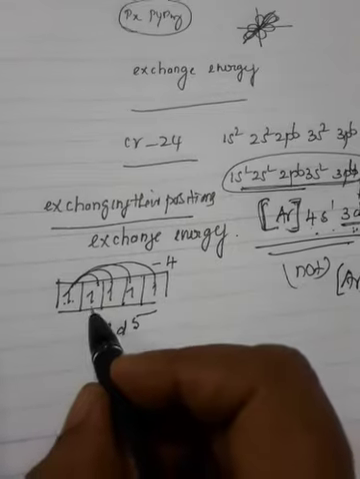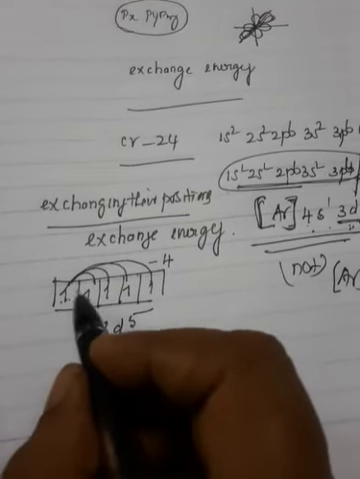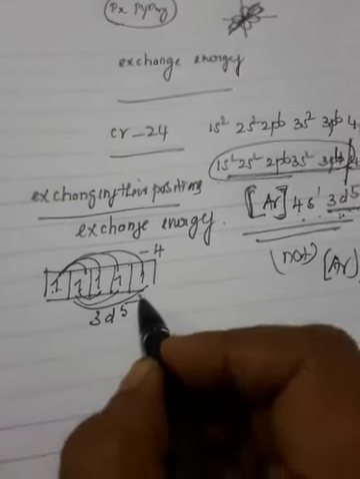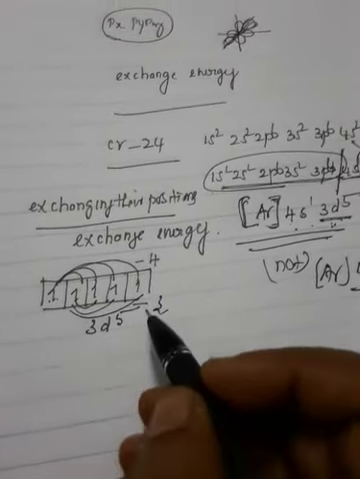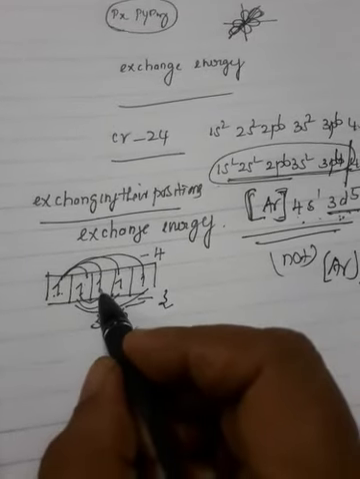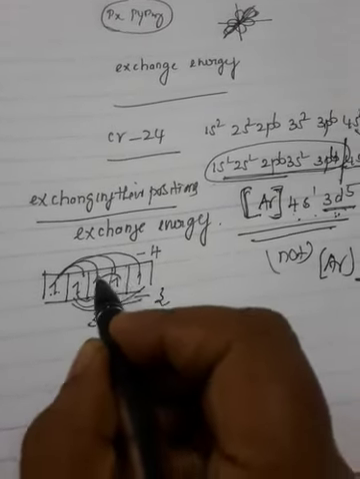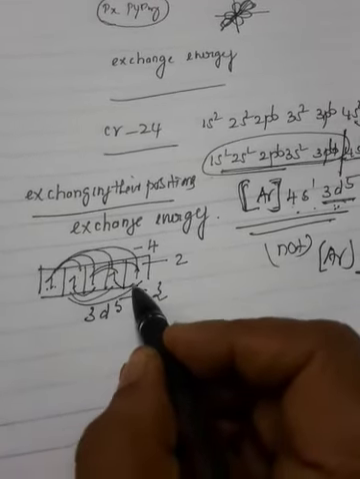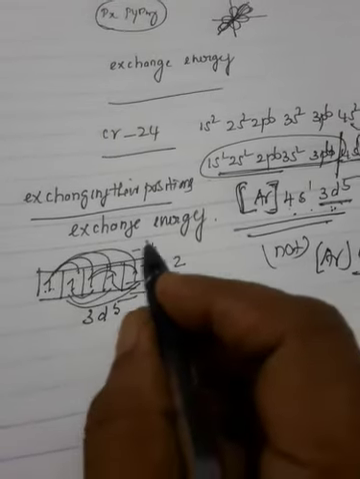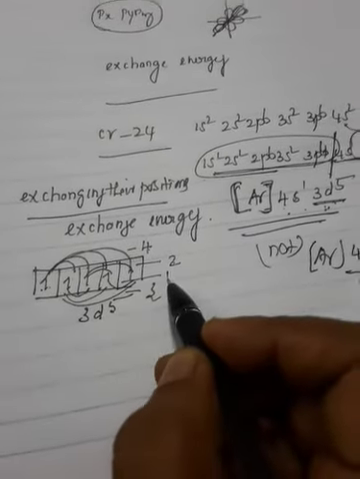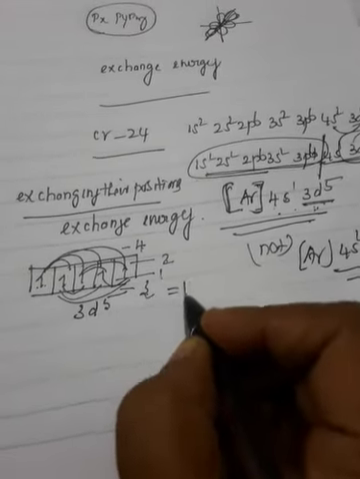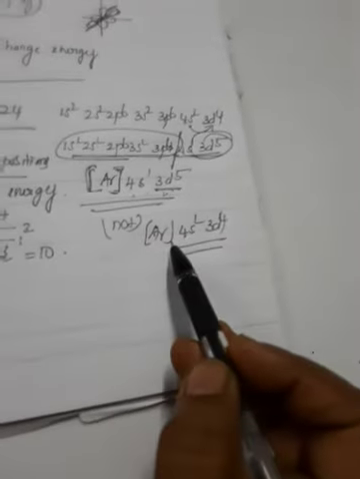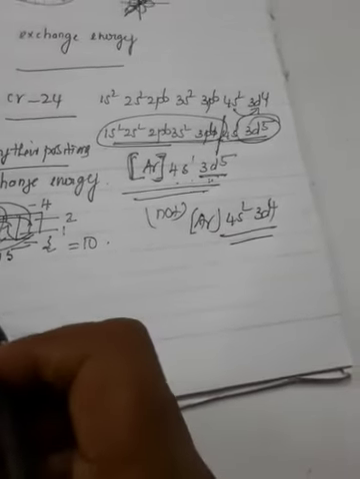Consider the second electron. It cannot go back, because we have already shifted. So 1 2 3: 3 exchanges are possible for the second electron. For the third electron, 1 2: 2 exchanges are possible. For the fourth electron, only 1 exchange. So totally how much? 4 plus 3 is 7, 7 plus 2 is 9, 9 plus 1 is 10 exchanges are possible for 3d5.